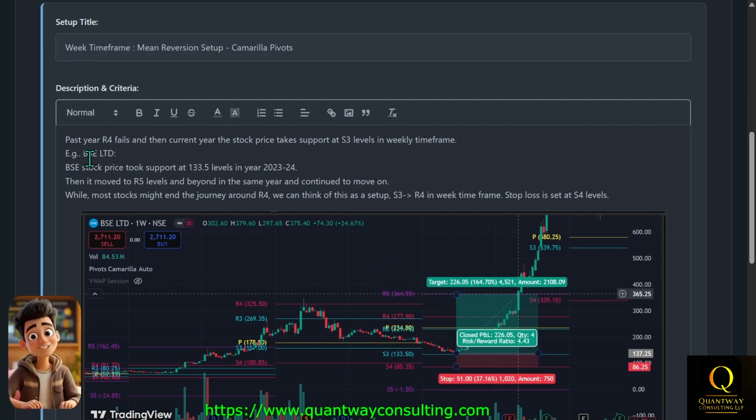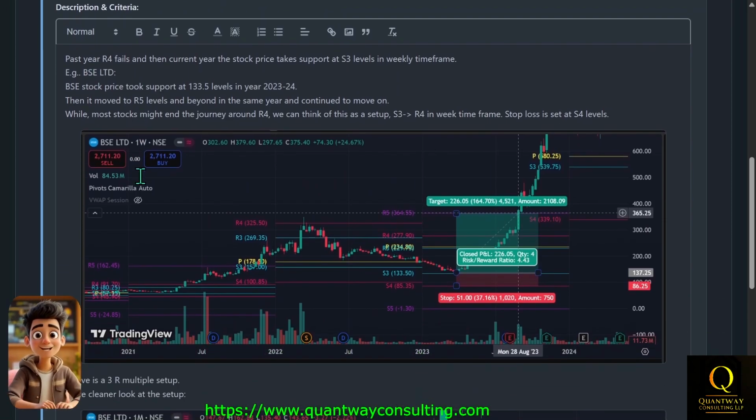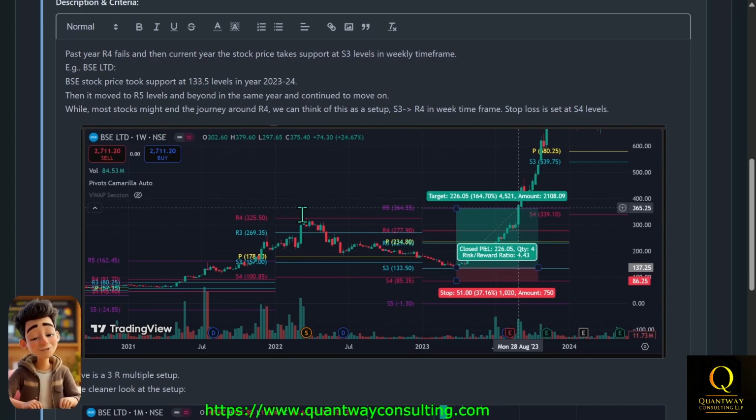In 2022 BSE hit our R4 levels in weekly time frame and failed to move up. It mean reverted from our R4 levels. Next, it took support above S3 levels in year 2023, and from there it mean reverted and moved beyond our R5 levels of that year in the same year.